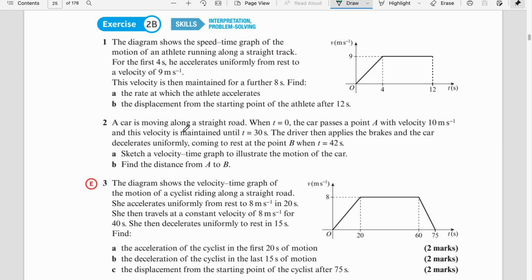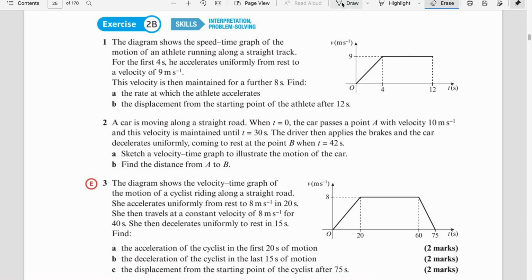Exercise 2b, question number 1. The diagram shows the speed time graph of the motion of an athlete running along a straight track. For the first 4 seconds, he accelerates uniformly from rest to a velocity of 9 meters per second. First 4 seconds, velocity 9. This velocity is then maintained for a further 8 seconds. Further 8 seconds, straight line, maintained velocity. Find the rate at which the athlete accelerates.